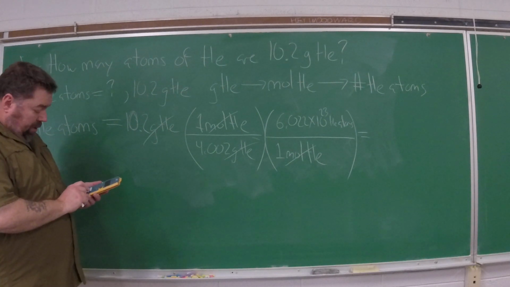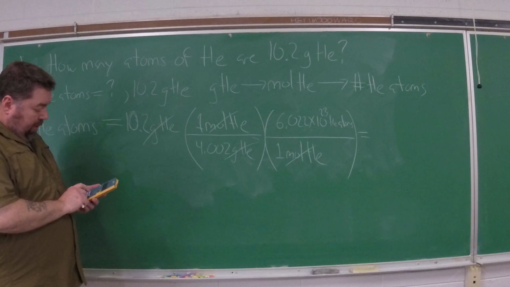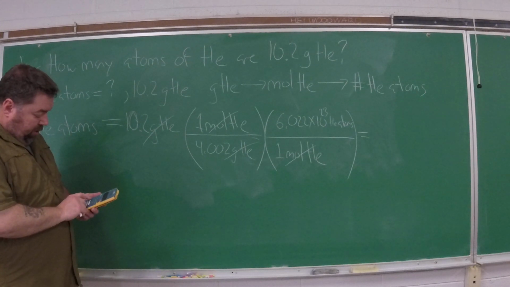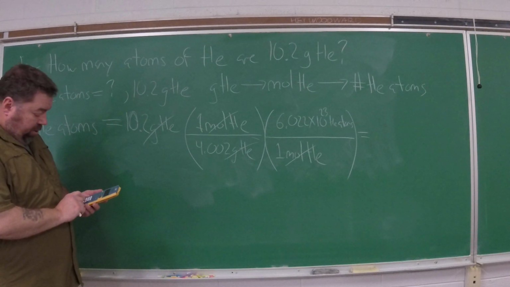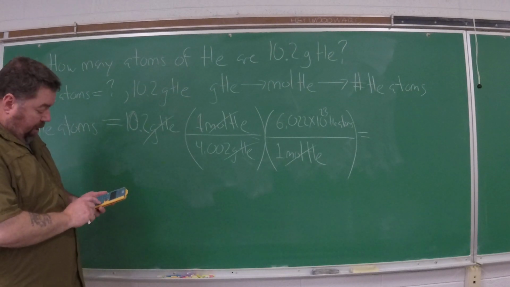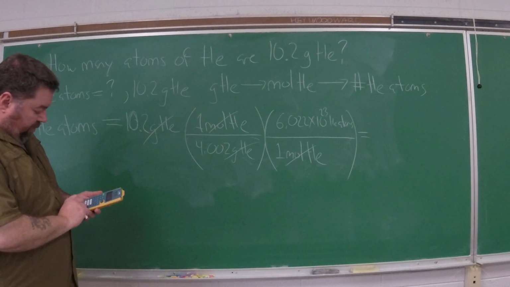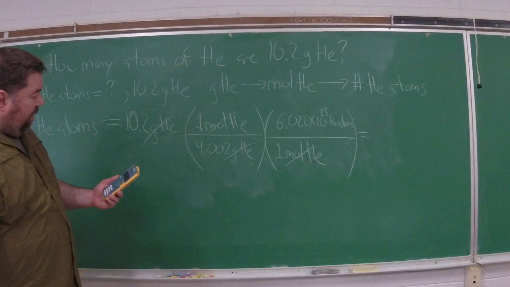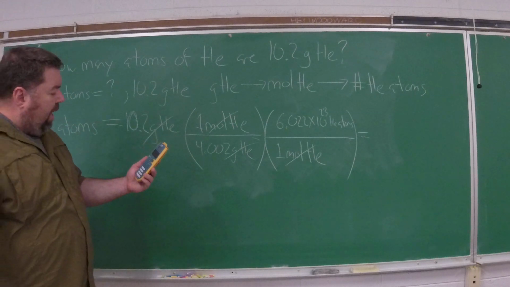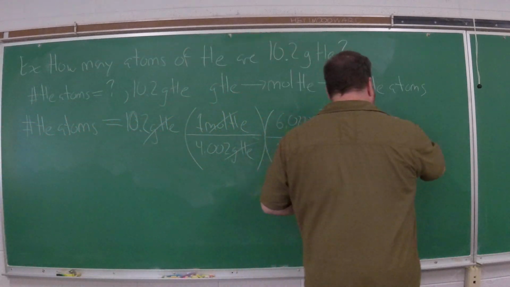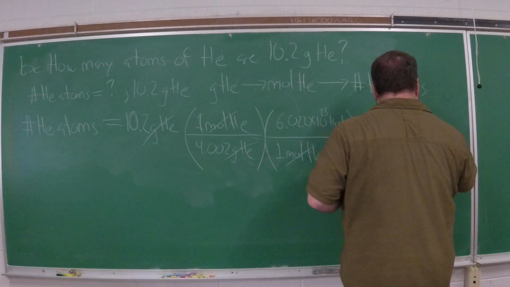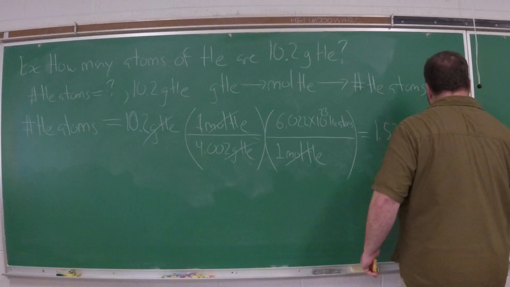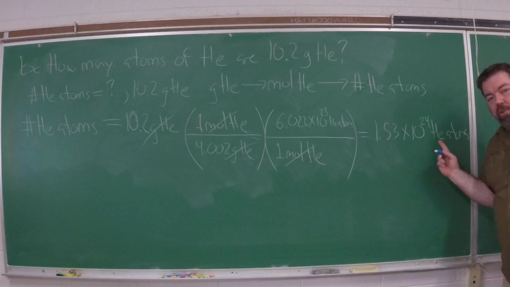10.2 times 1 times 6.022 times 10 raised to the 23rd and divided by 4.002. Provided I entered everything in correctly, we have 3 sig figs. I'm getting 1.53 times 10 to the 24 He atoms, okay?